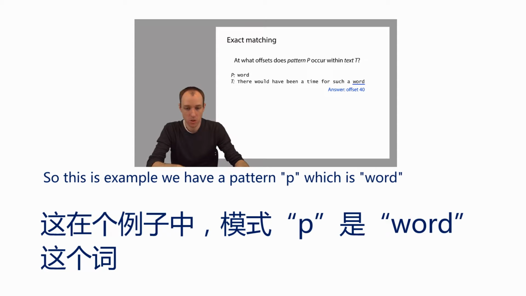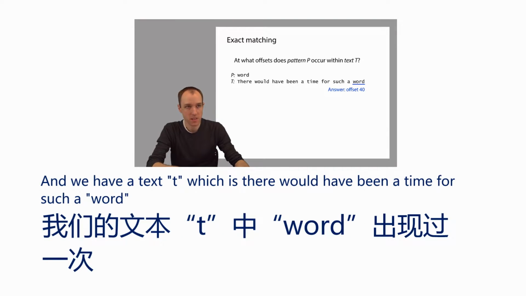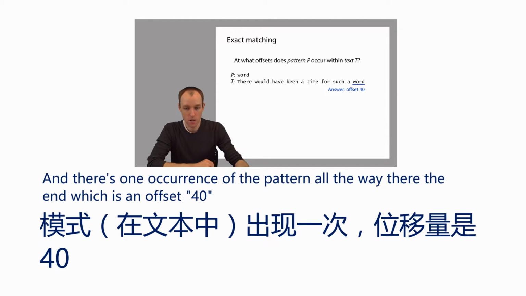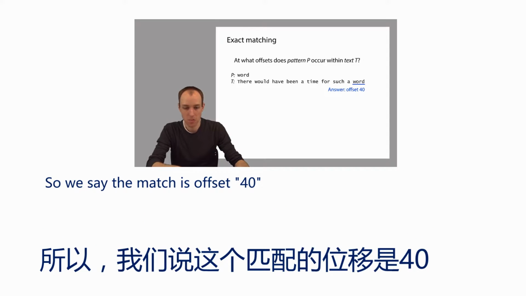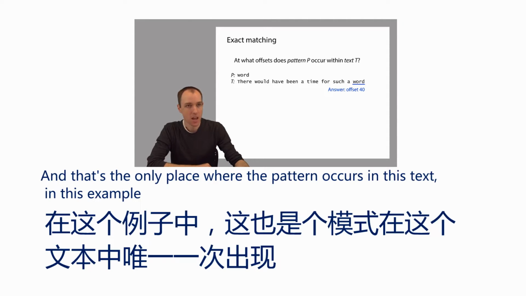In this example, we have a pattern P, which is "word", and we have a text T, which is "there would have been a time for such a word", and there's one occurrence of the pattern all the way at the end, which is at offset 40. More specifically, the leftmost character of T that is involved in that match is at offset 40. So we say that the match is at offset 40. And that's the only place where the pattern occurs in this text, in this example.